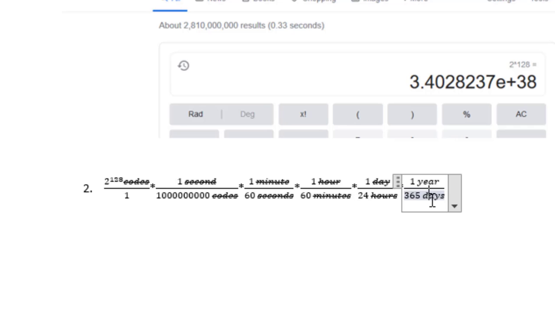So if you take a look at that beautiful expression, that monster, the only unit left is years. So all we have to do is do the multiplications now. So if you look at the numbers, it's 2 to the 128th times 1 times 1 times 1 times 1 times 1. Well, that's 2 to the 128th. That's that number right there. We then have to divide that number by all of these numbers multiplied together.